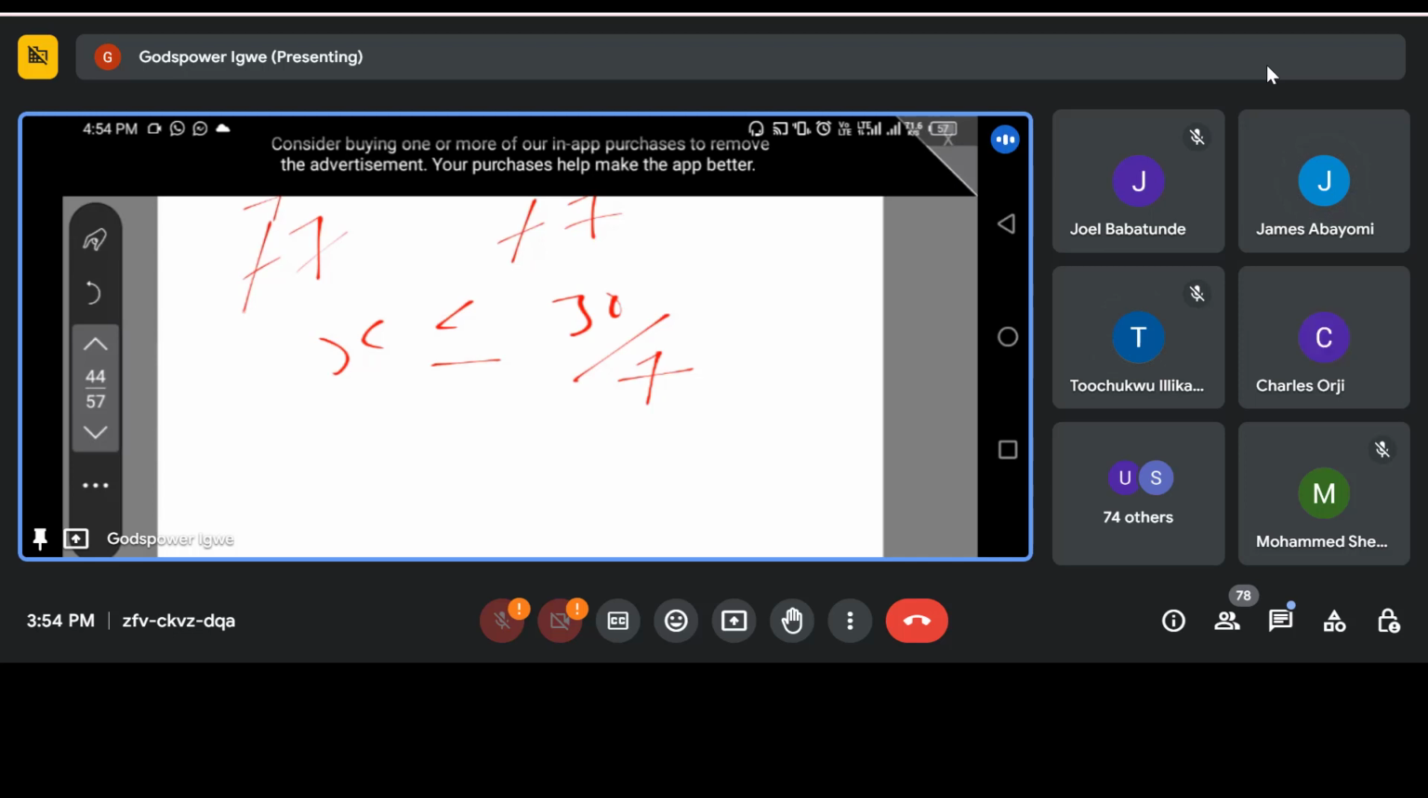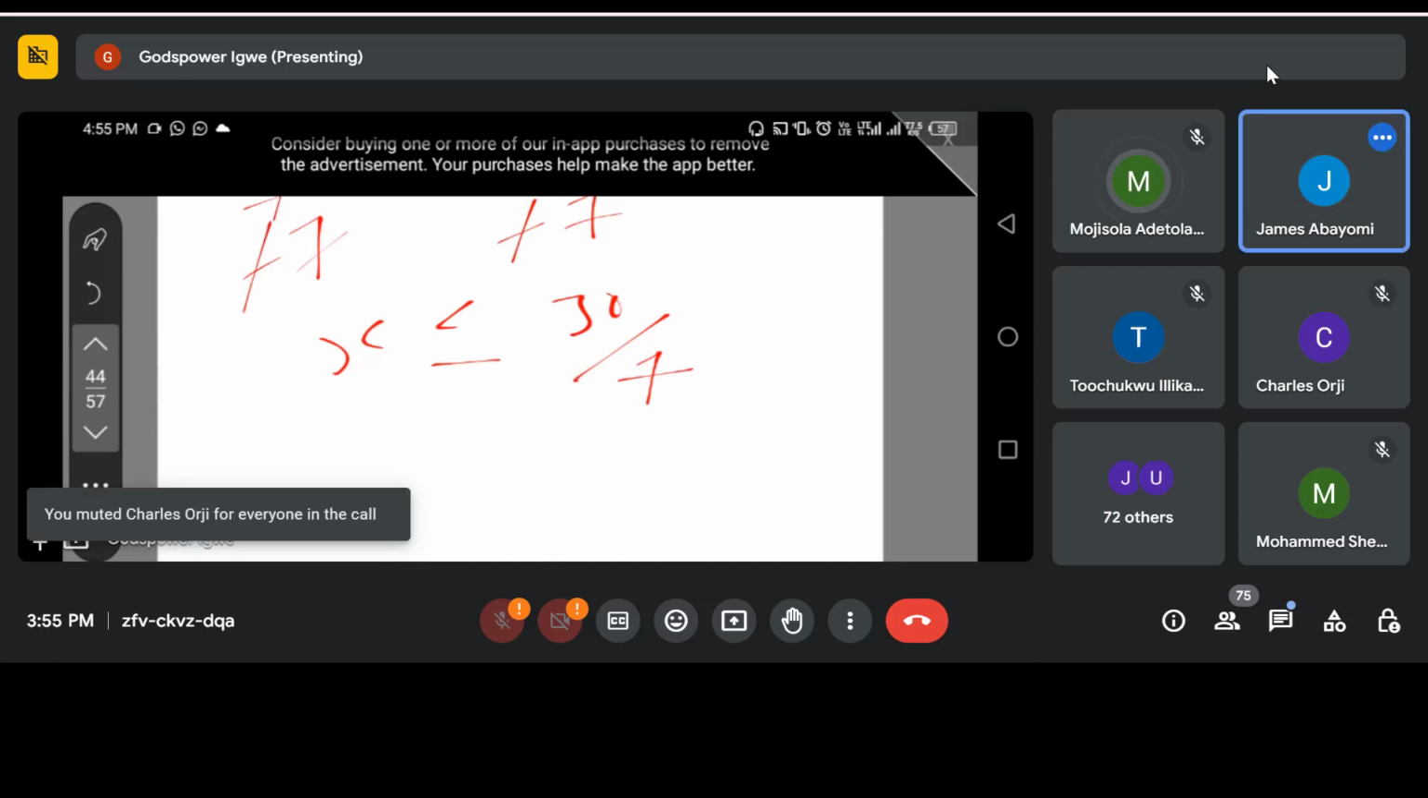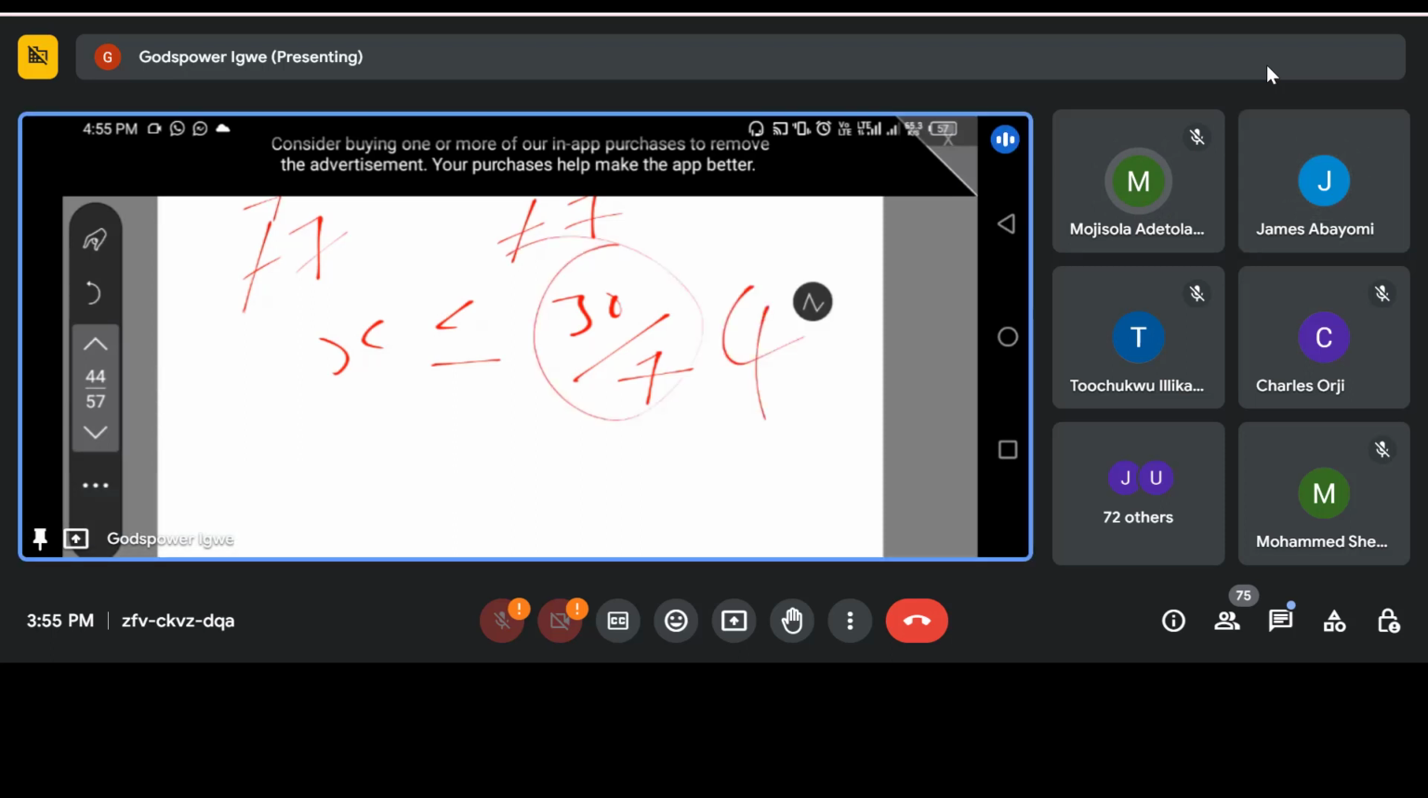So this is 30 divided by 7. How many times does 7 go into 30? We have 28, which is 4 times 7. You can leave it like this, or we put it as 4 and 2 over 7.